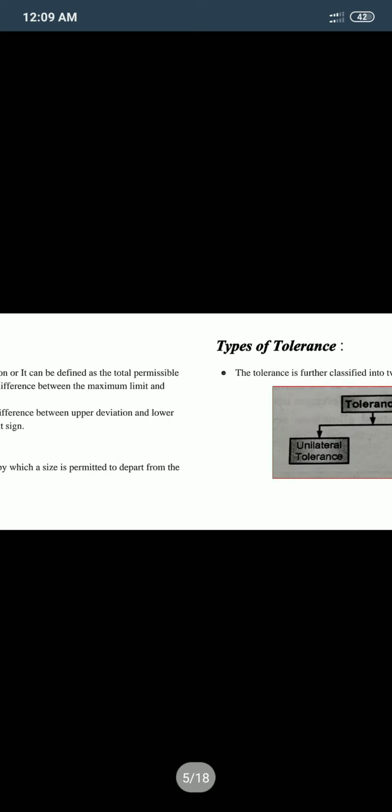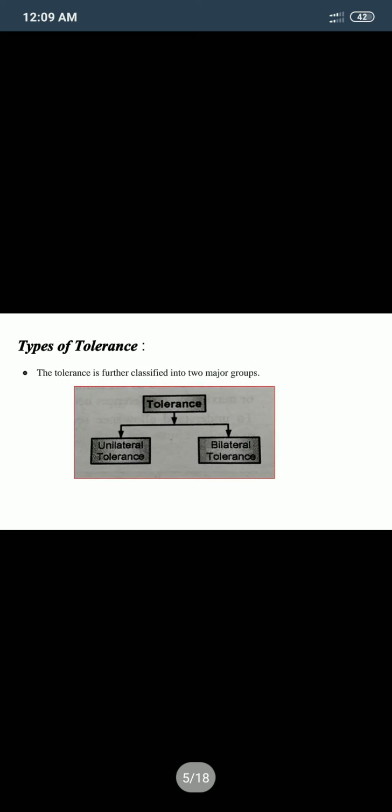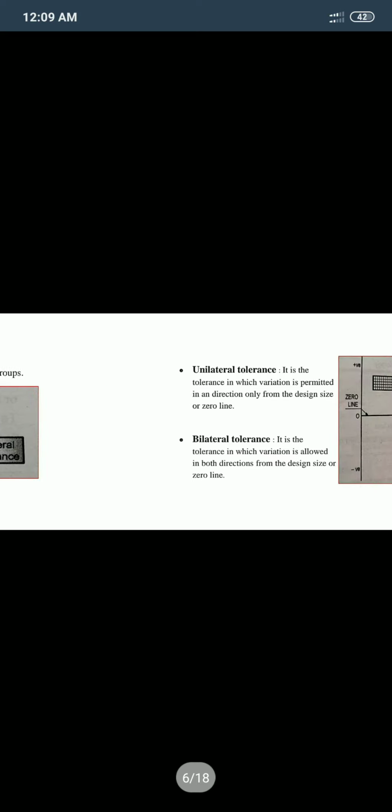Then types of tolerance. There are two types of tolerance, unilateral and bilateral tolerance. Unilateral tolerance is the tolerance in which variation is permitted in only one direction from the design or zero line, and bilateral tolerance is the tolerance in which the variation is allowed in both directions from the design size or zero line. Here the figure contains the zero line. The upper two tolerances and lower two tolerances are called unilateral tolerance, and the bilateral tolerance is shown on the zero line.